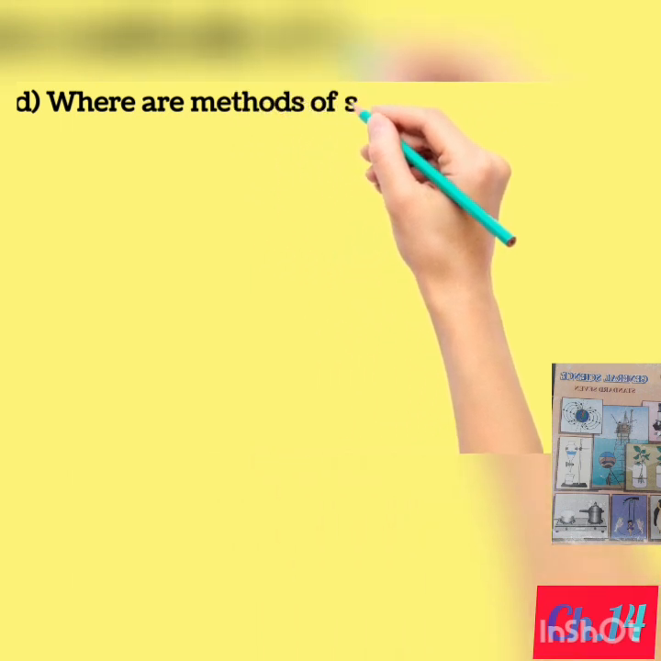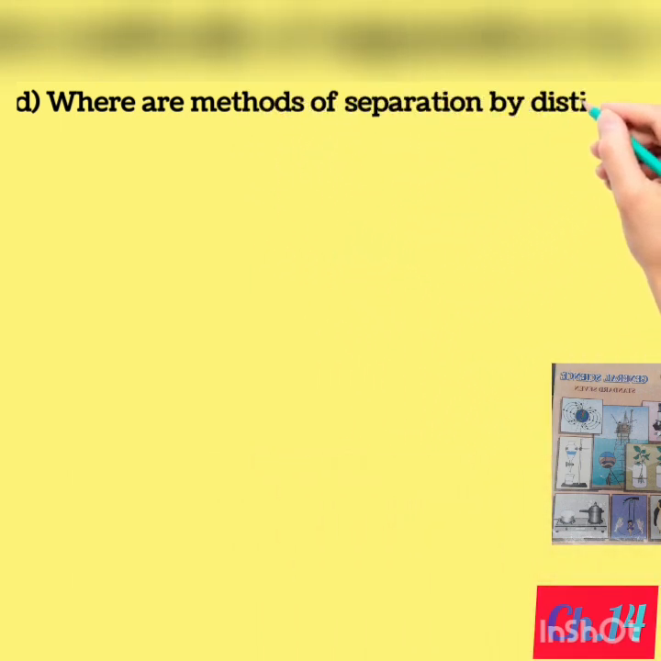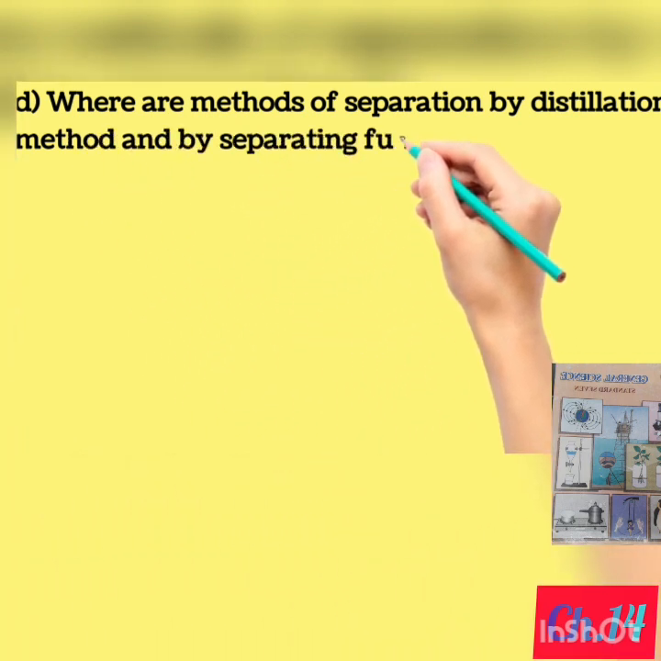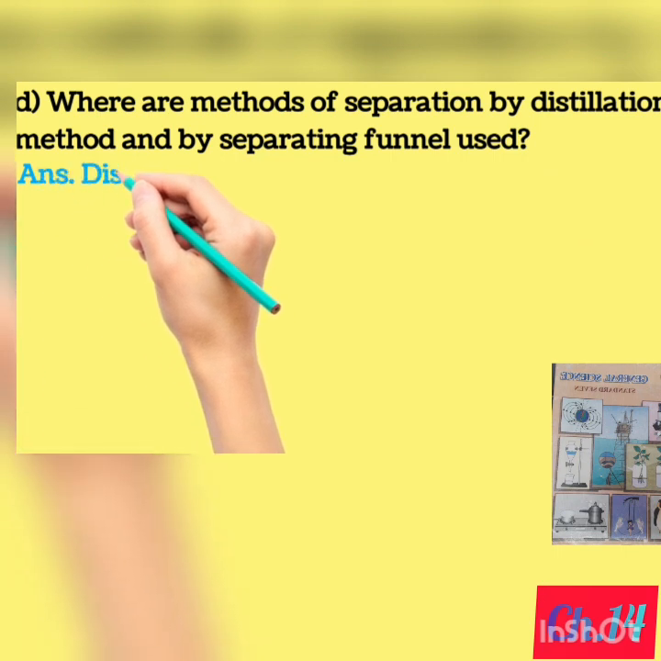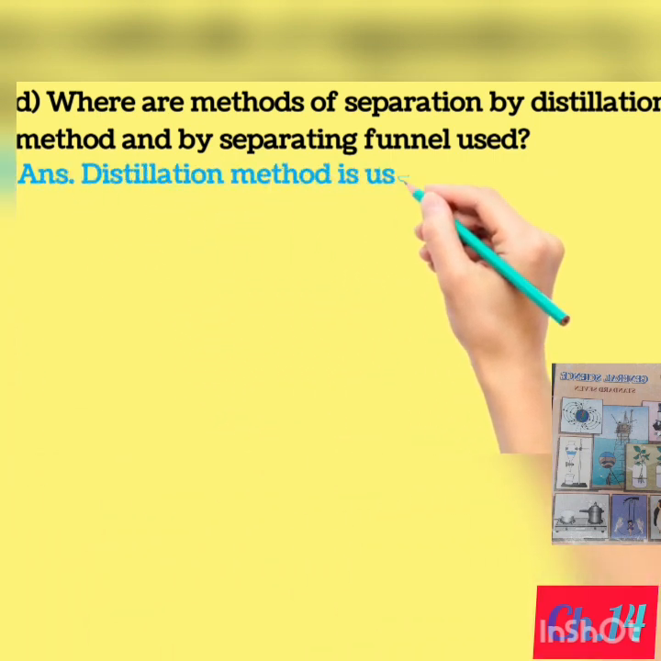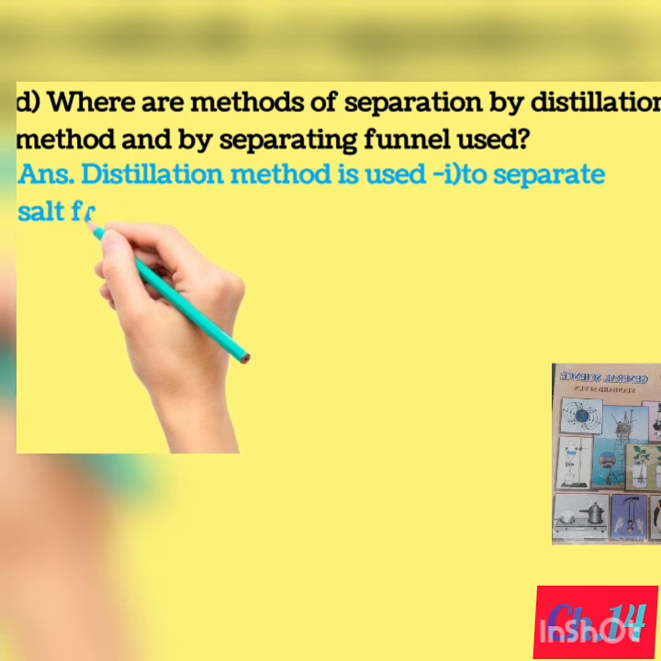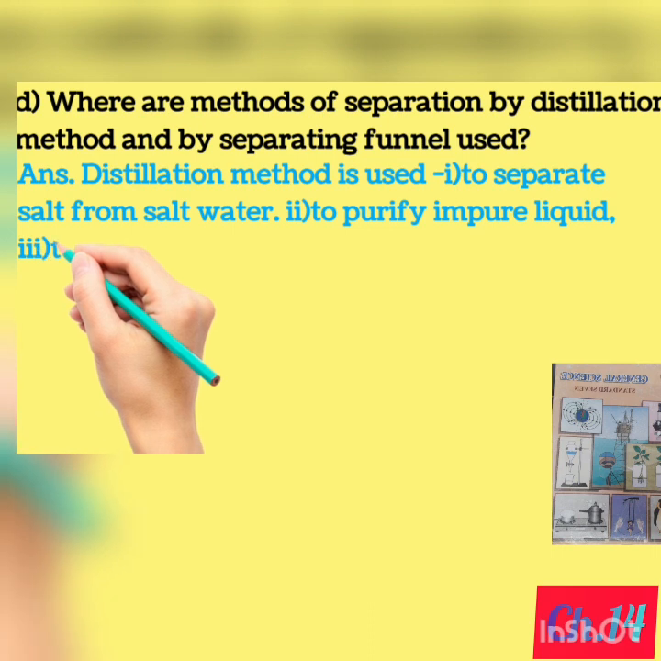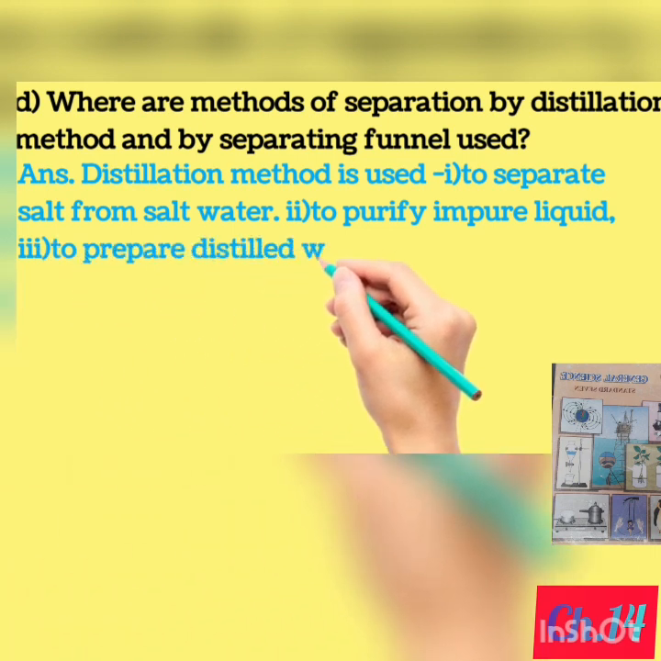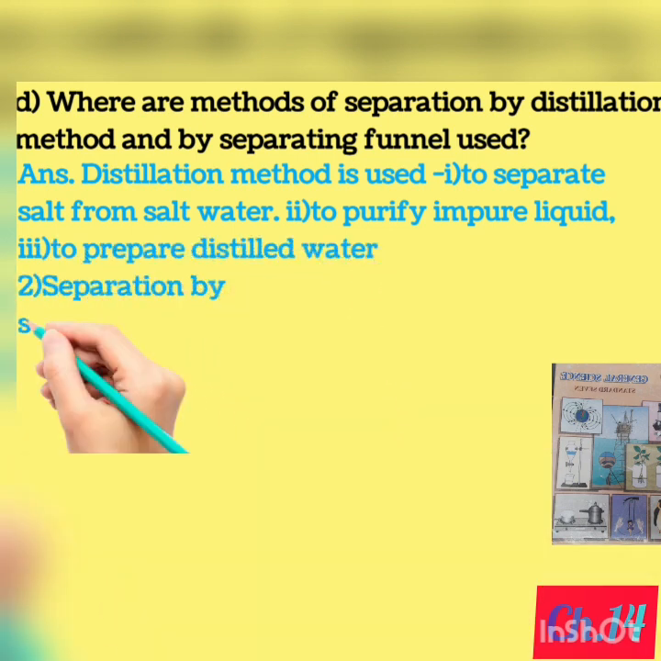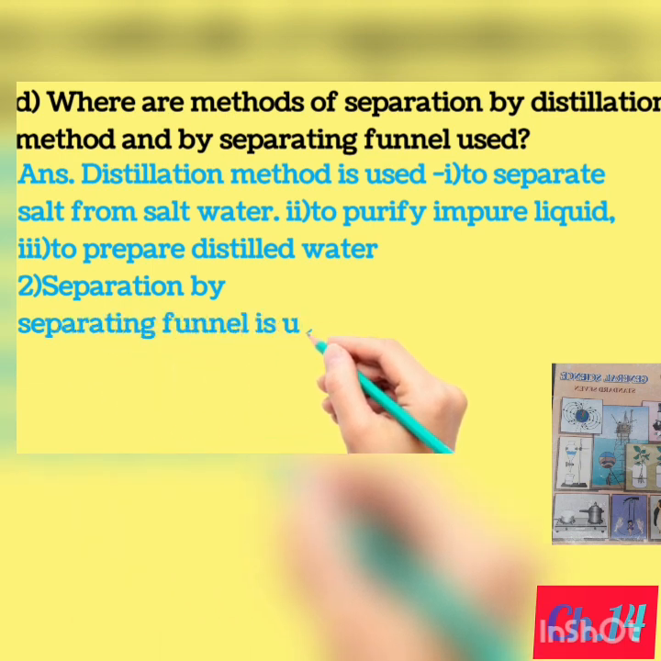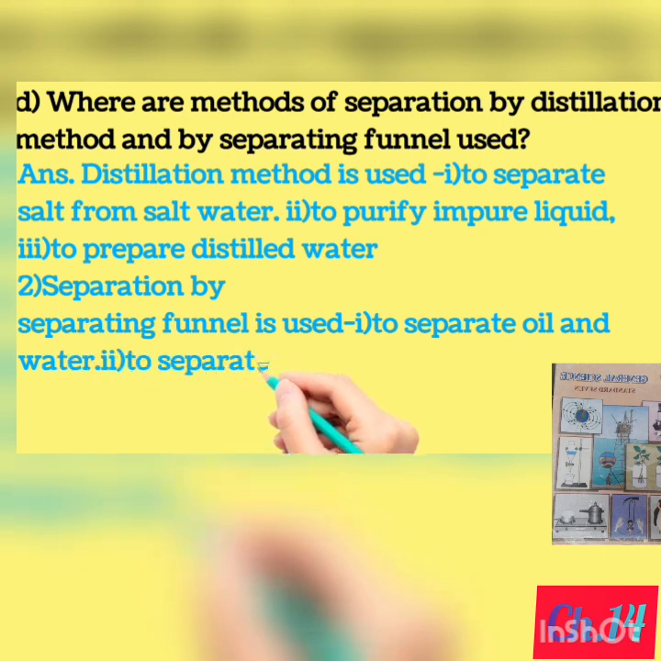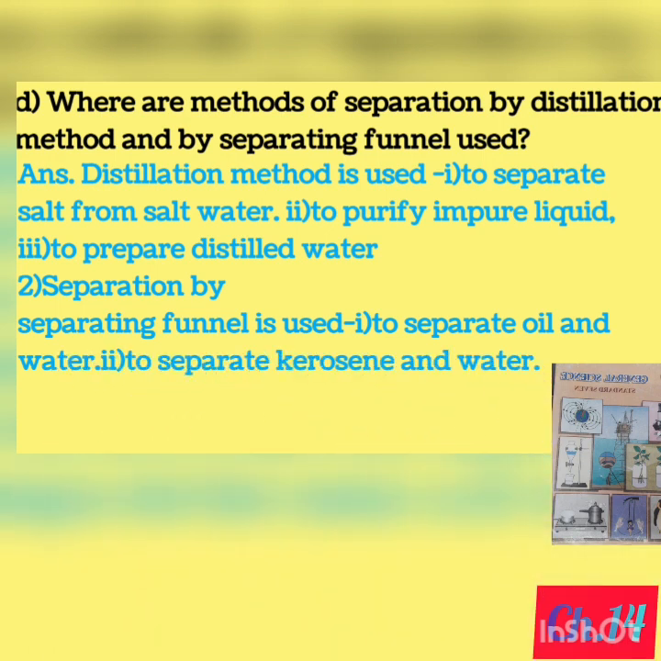D is, where are methods of separation by distillation method and by separating funnel used? Answer is, distillation method is used first to separate salt from salt water, second to purify impure liquid, third to prepare distilled water. Separation by separating funnel is used to separate oil and water, to separate kerosene and water.